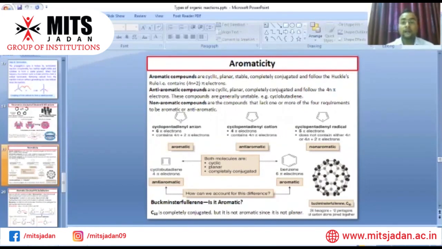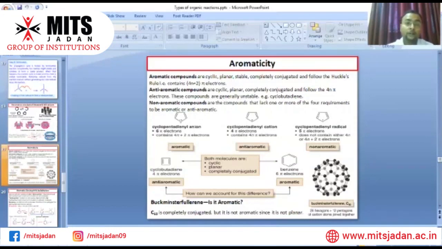That means if the number of pi electrons is a multiple of 4, these compounds are generally unstable, like cyclobutadiene, and the non-aromatic compounds lack one or more of the 4 requirements. Any of the 4 requirements they lack, those compounds cannot come into the category of aromatic or anti-aromatic. These compounds are non-aromatic compounds. Here you can also see some examples, like the cyclopentadienyl anion having 6 pi electrons, which contains 4n plus 2 pi electrons. If you put n as 1, you get 4 into 1 plus 2, that means 6 pi electrons.